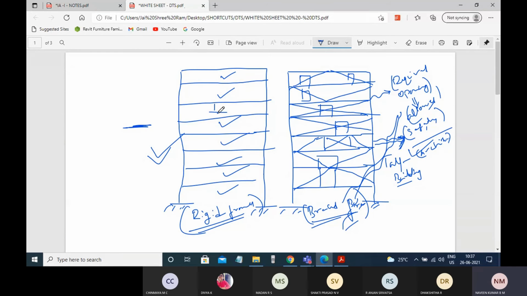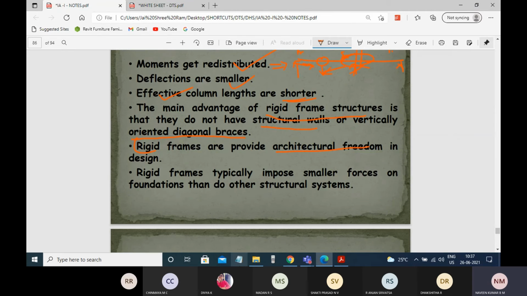So this is one where you can expect architectural freedom in design. You can provide the opening at the required position or required space, and the required size of the opening can be provided only in rigid frame. So you have a huge area for architecture, whereas here it is totally restricted in case of other structural systems. So you can see that as the major advantage.